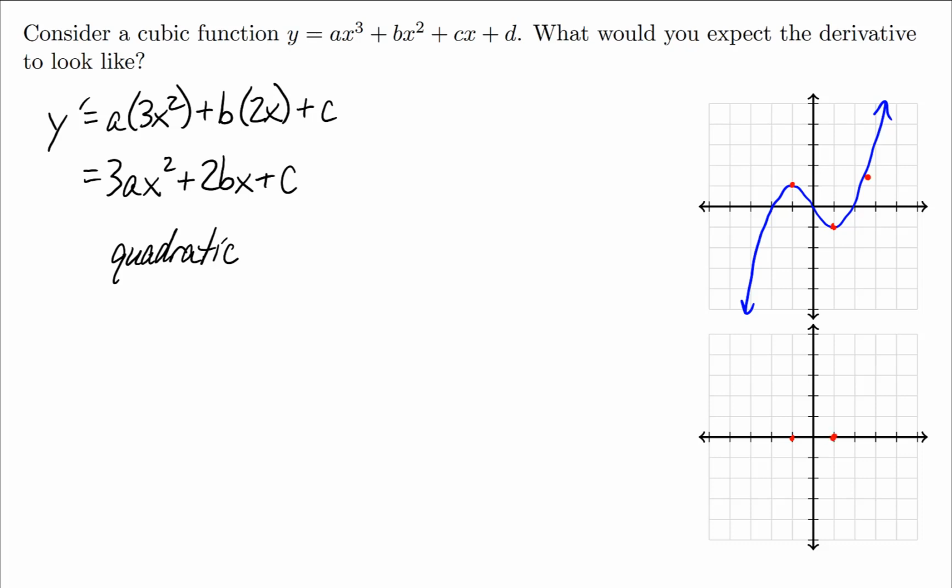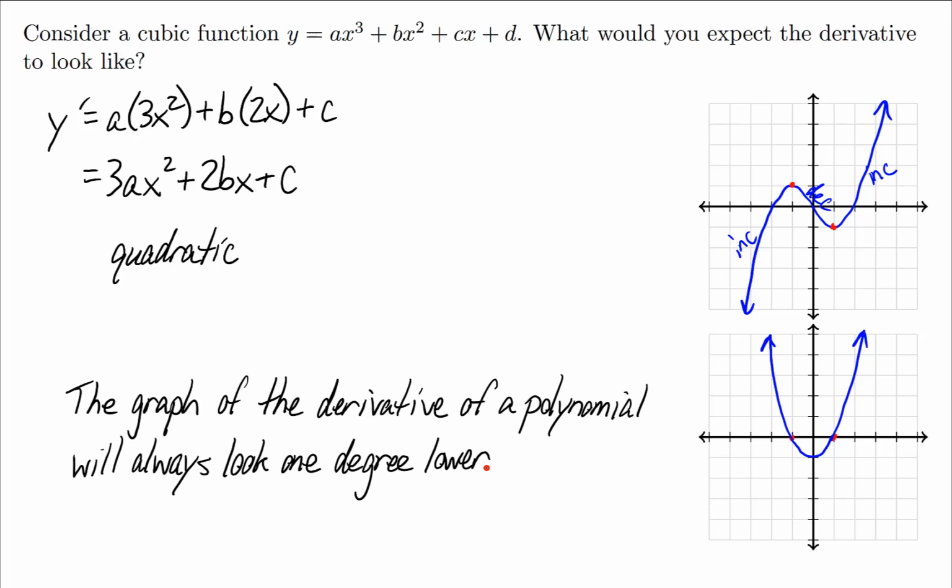Then we would look at where the function is increasing and decreasing. It's increasing before and after, and it's decreasing in the middle. Wherever the function is decreasing, we have a derivative being below the axis, and wherever the function is increasing, the derivative is above the x-axis. So also, we would expect this to look like a quadratic just from the graphing things we talked about previously. And here's the general rule. The graph of the derivative of a polynomial will always look 1 degree lower.